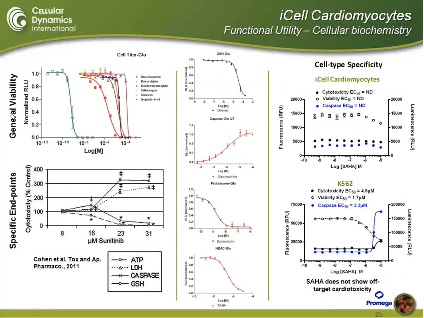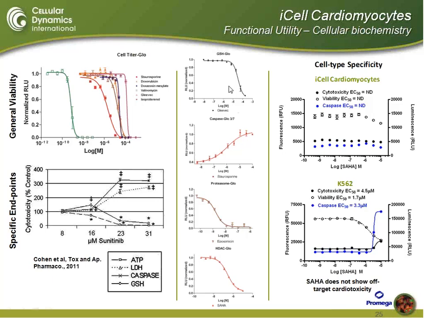Now this can be used for general cell toxicity. So here we have just straightforward CellTiter-Glo data from Promega, taking a look at known toxicants, and they all show their expected cardiotoxicity. However, it's important to point out that really any out-of-the-box kit that you can use with other cell types, you can also use with the ICL Cardiomyocytes.